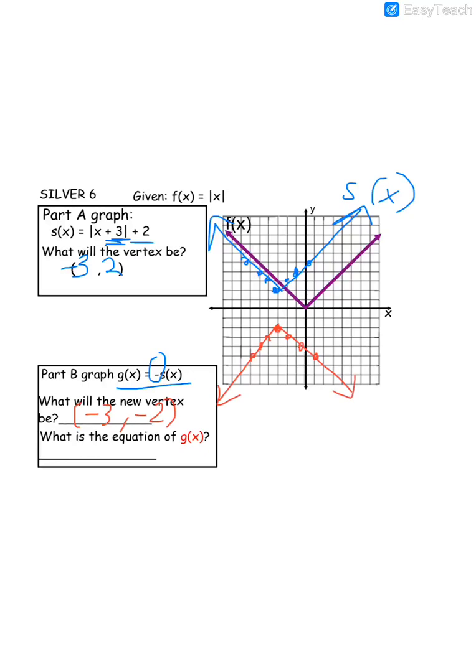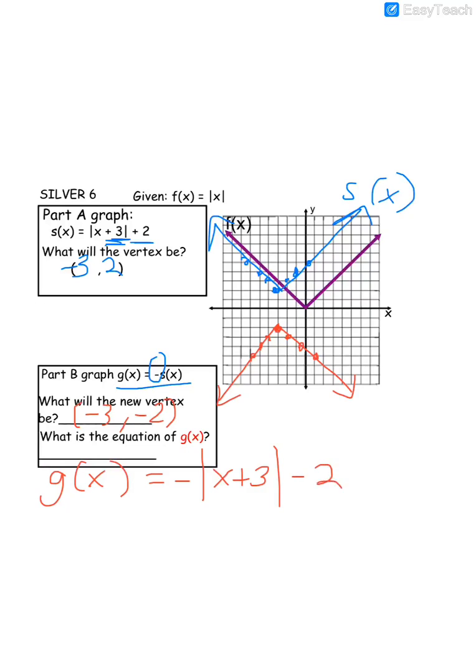So they want to know what the equation of this is. So we're going to write an equation. It's going to be g of x equals, and basically it's going to be the equation that's on the top, the absolute value of x plus 3 plus 2, but now we're flipping it over the x-axis. So we're going to have to distribute that negative 1. So we're going to make negative absolute value of x plus 3. Remember, don't touch what's in here. And then I'm going to write a minus 2.